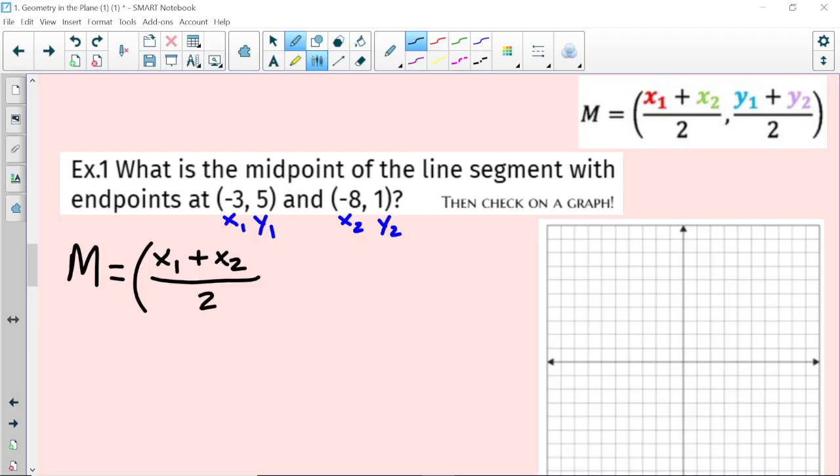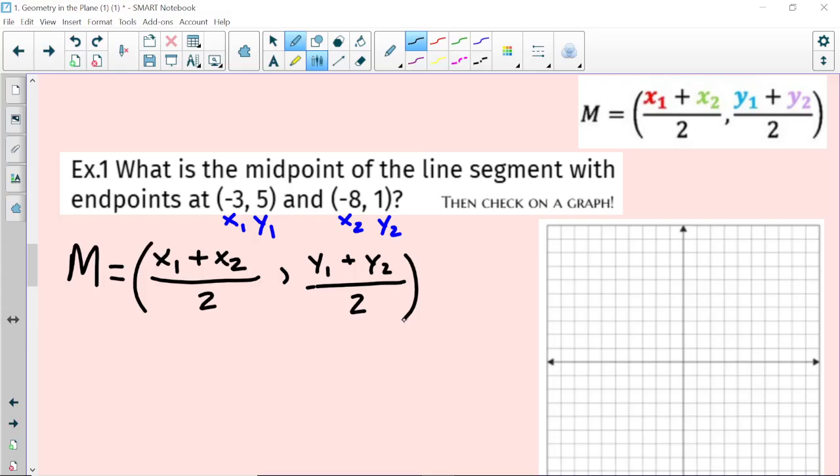Comma, and now we're going to do the same thing with our y's. y1 plus y2, add those together. That entire top piece divided by 2. Because again, we're taking the averages of our x's, averages of our y's. That'll tell us what the midpoint is.